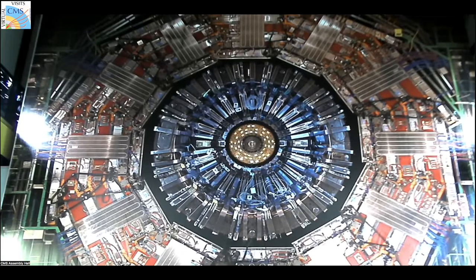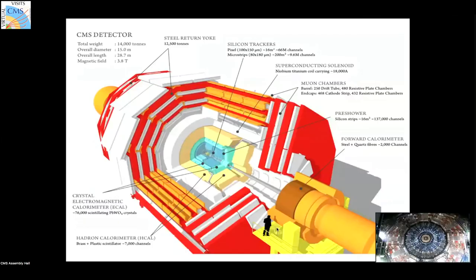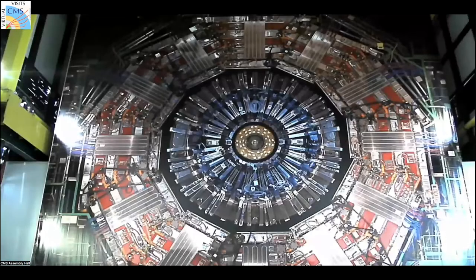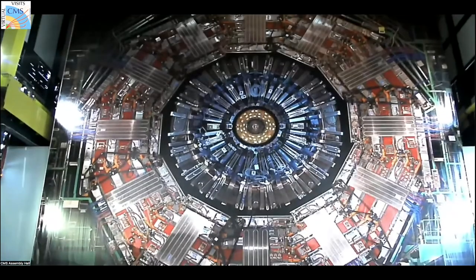And now this is the magnetic field, 3.8 Tesla. This is a solenoidal magnetic field. Remember that inside you have 3.8 Tesla, but outside you can have 2 Tesla. And then if you go above this, you have the muon chambers, which measure the muon. After this part, your detector will not give anything else than the muons and the neutrinos. Neutrinos we cannot measure. We can only measure the muons here.